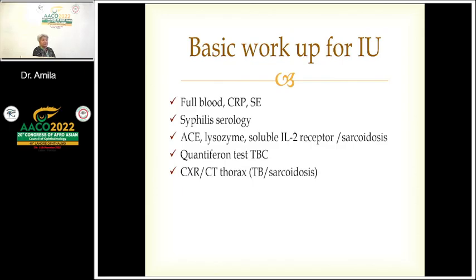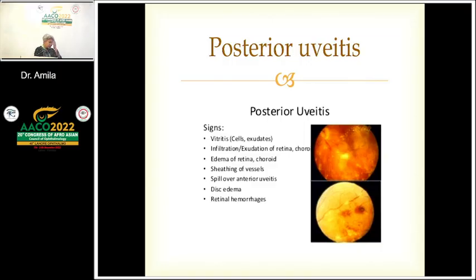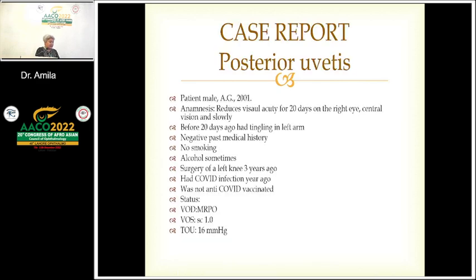What is our basic workup? For blood: CRP, syphilis serology, lysozyme, QuantiFERON test, chest X-ray for TB, and sarcoidosis. And you know what posterior uveitis is and its signs. And we are talking about vasculitis again. Dr. Salman gave a very nice lecture about it, and I don't like to repeat it. My main aim was a case report.